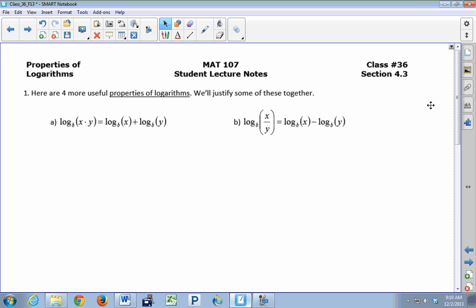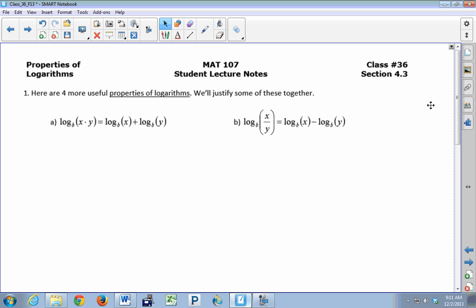Remember, logs are just a fancy way of writing exponents. So if you think back to our properties of exponents, then it should make sense when you look at these. There should be a little bit of a connection between these next 2 properties of logs. For example, this says if you take the log of a product, notice this does not say log b of x times log b of y. It says log base b of the product x times y.